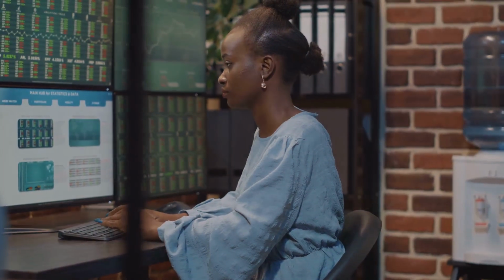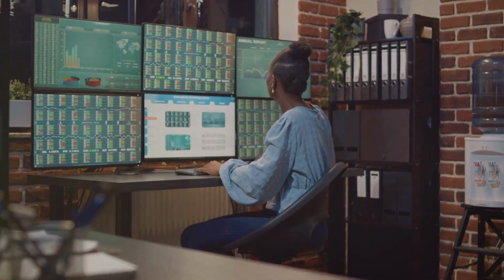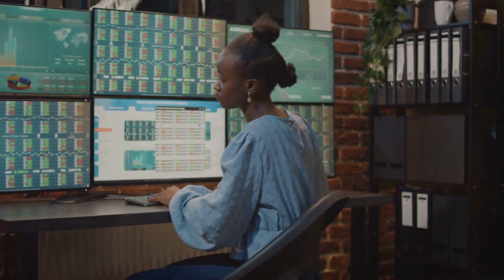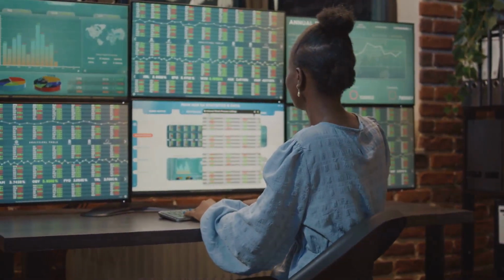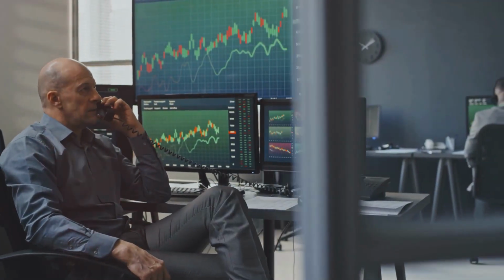Now let's explore hedging techniques. Hedging is like buying insurance for your portfolio. It involves using financial instruments such as options and futures to offset potential losses from other investments. For example, if you hold a large position in a particular stock, you might buy a put option, which gives you the right to sell the stock at a predetermined price.